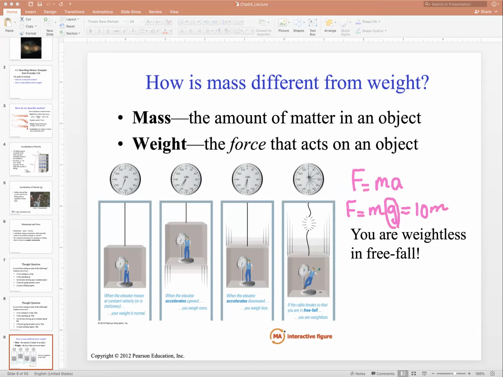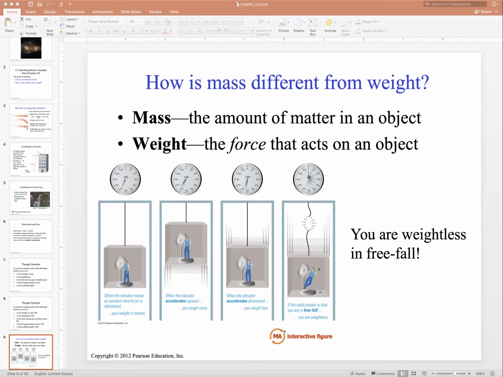Now, if you are in an elevator and you're just standing there, nothing is happening, you won't feel anything. But if you're speeding up, going with an acceleration upward, then you'll feel a little bit heavier. If you're speeding down, you're feeling weightless. And if the cable just breaks, you'll just be in a free fall. So you're completely weightless in the free fall.